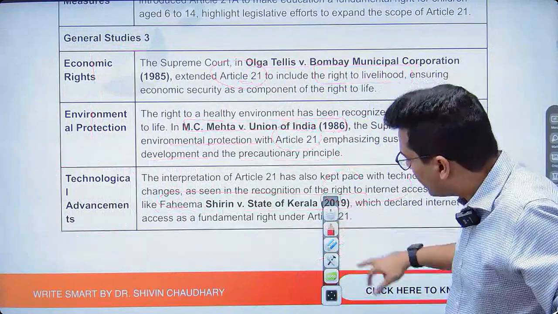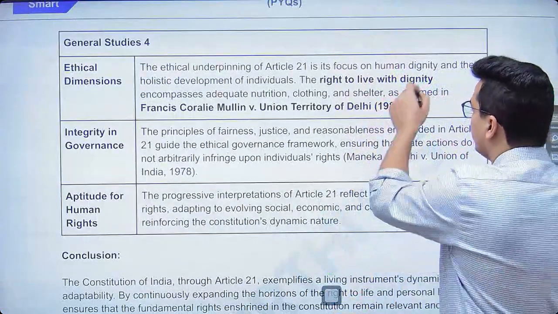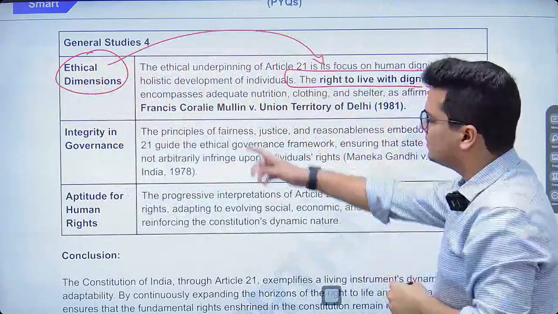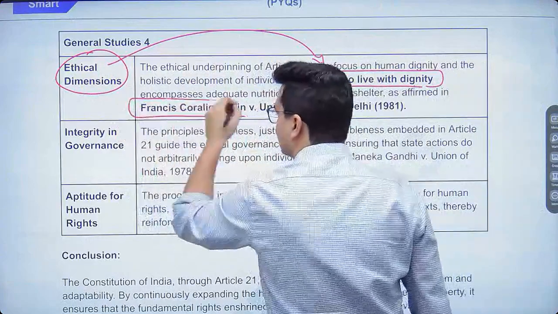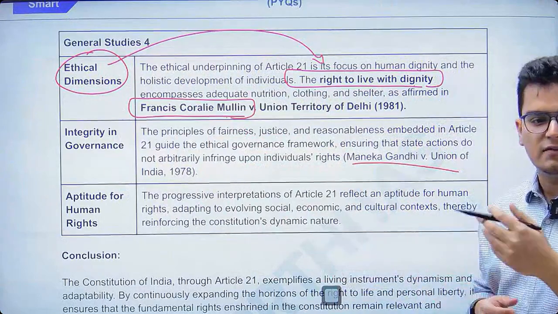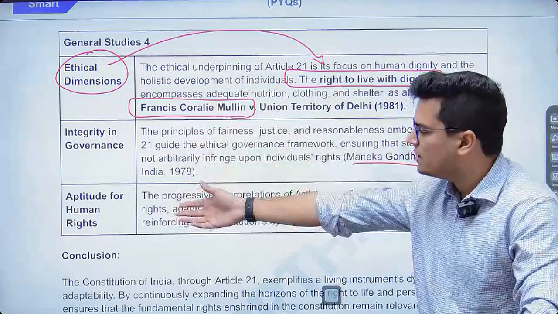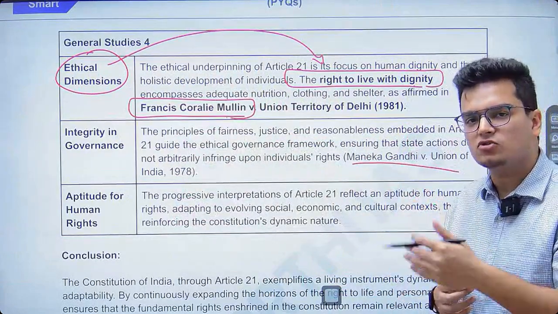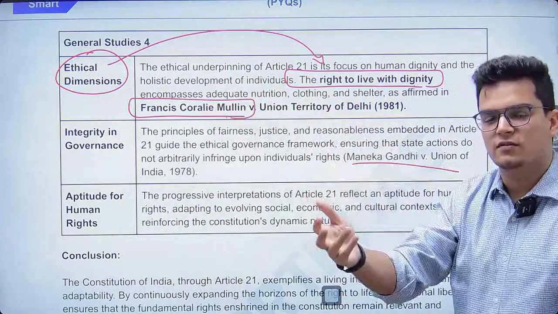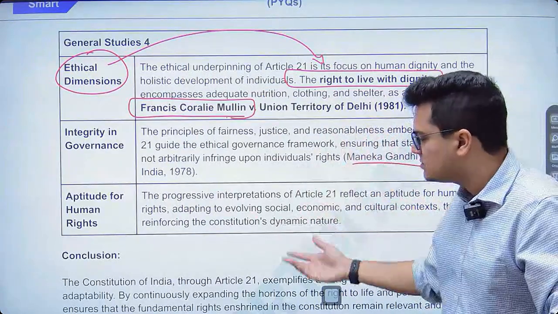Then if I have to think of GS4, paper-wise, I can think of the right to live with dignity, the ethical dimension of a dignified life, and this was in the Francis Coralie Mullin case. Then integrity in governance: in Maneka Gandhi versus Union of India, they said that the governance framework of India should not be arbitrary. And then aptitude for human rights, where we have already shown that Article 21 is constantly expanding. Various human rights, social, economic and political, evolve. For example, the right to internet could not have been thought of at the time of the Constituent Assembly, but now it has been.